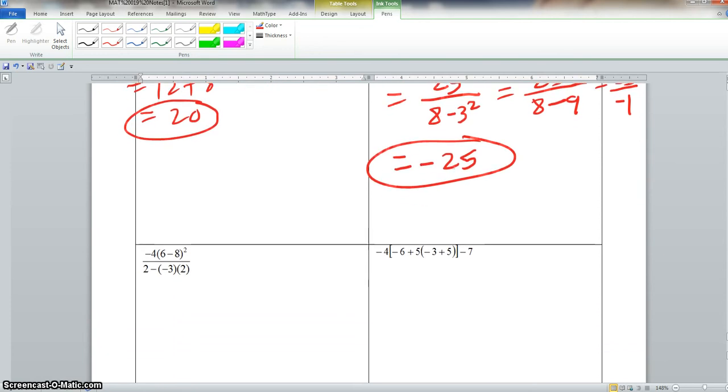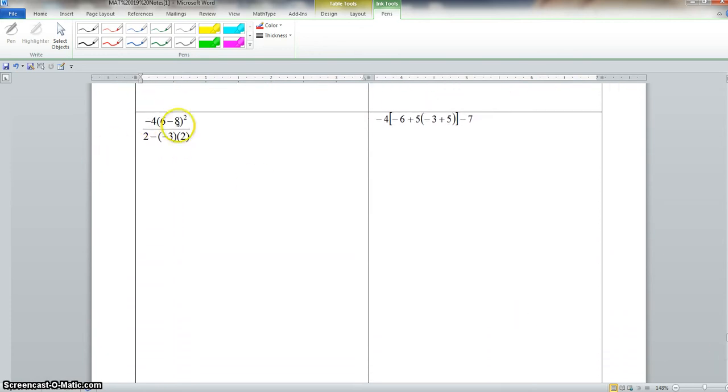Now, we go to the next two problems. Again, we do this numerator first. We do the parentheses, so we have -4, and we know 6 minus 8. We'll read this as 8 minus 6, which is 2. But since the 8 has the negative sign in front of it, it'll be -2.